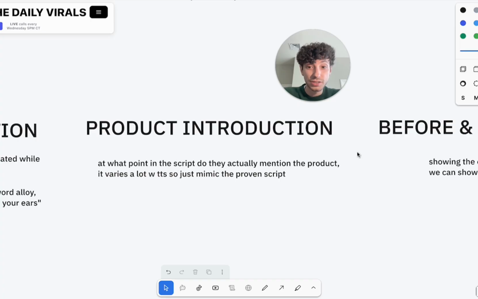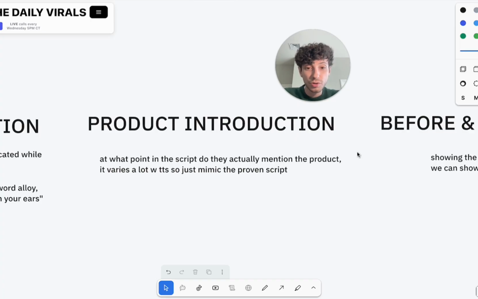Next, we have a product introduction. At what point in the script do they actually mention the product? What we can do is mimic proven videos and just follow their flow. Did they mention the product in the first 20 seconds? Did they mention it at the very end? If we just want to follow their framework.